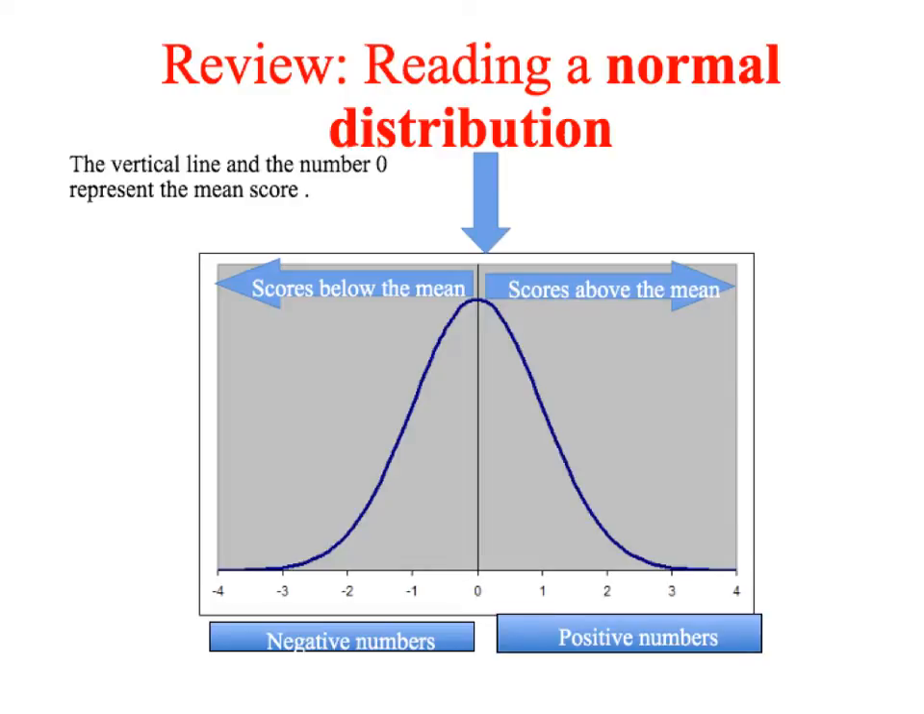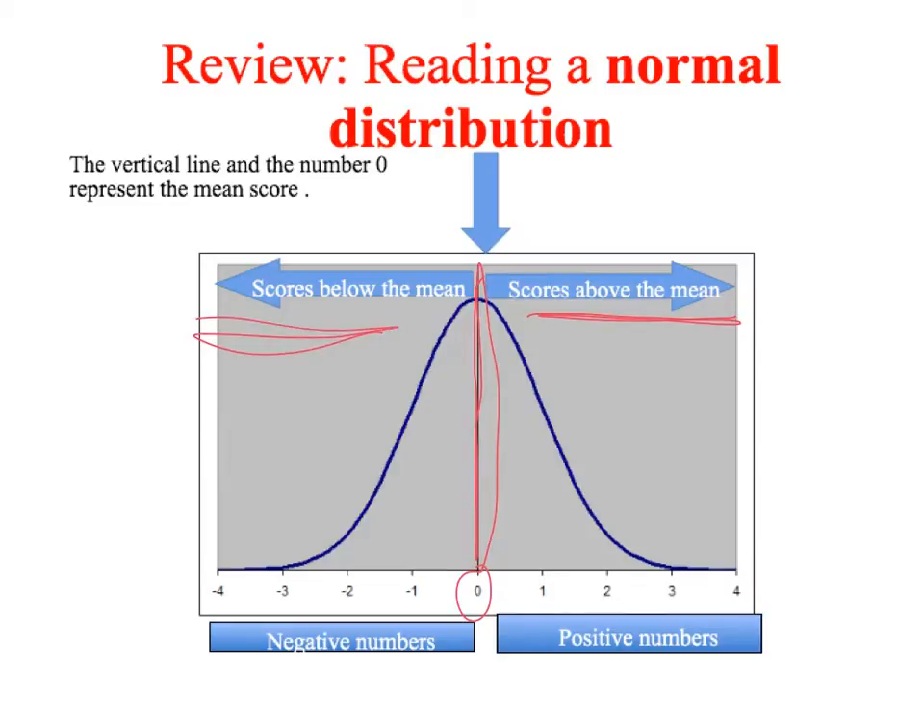So here's a quick little review for people who skipped over that middle fun-size film. So what we're looking at now is a normal distribution. The vertical line here and the 0 represent the mean, and the rest of the data are arranged in relation to the mean. The scores that are above the mean are on the right side of the chart. The scores that are below the mean are on the left side of the chart.